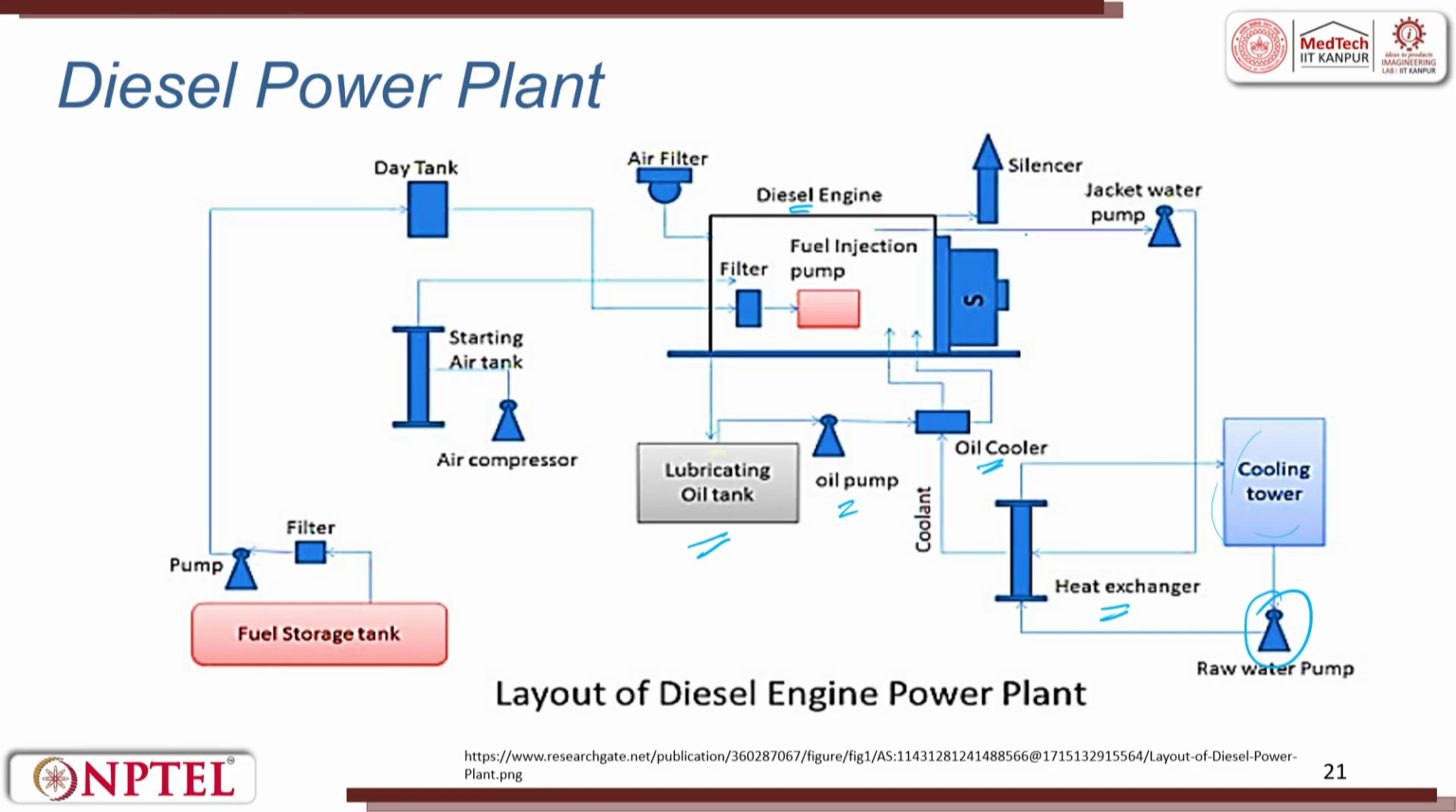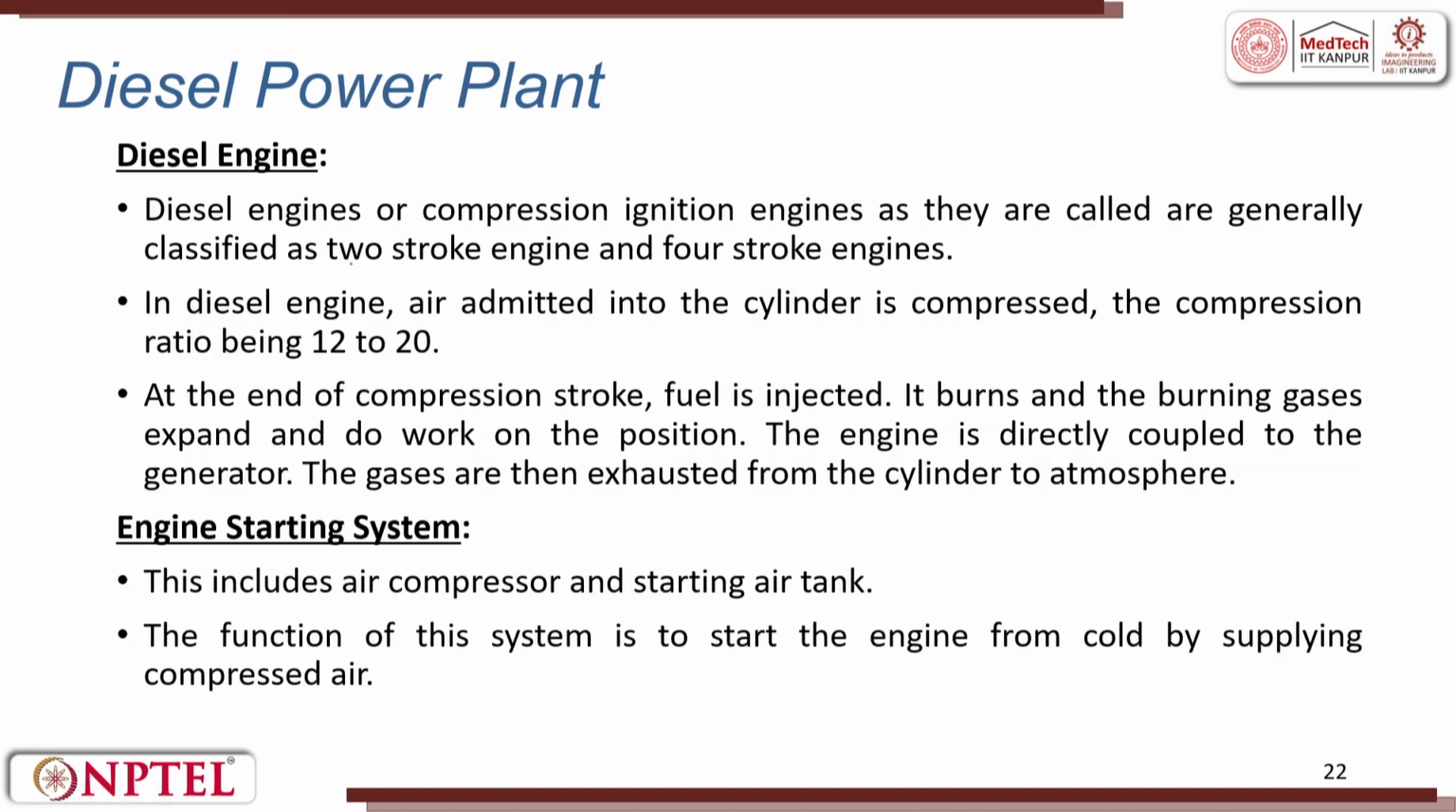The jacket water is pumped and it comes here. You have a silencer on top through which the exhaust goes up. So this is a typical setup. You will have a tank, a compressor, this is the engine, and this is the lubrication and cooling tower if there is a requirement. Diesel engines, or compression ignition engines as they are called, are generally classified as 2-stroke or 4-stroke engines.